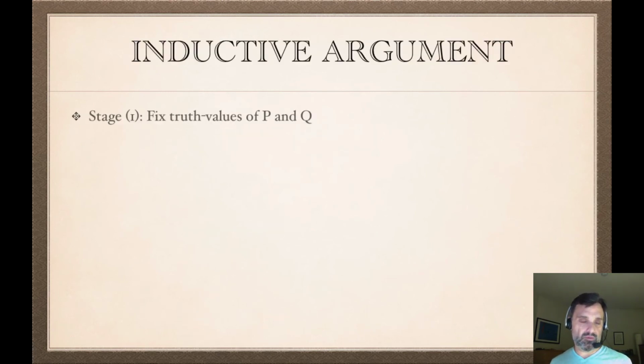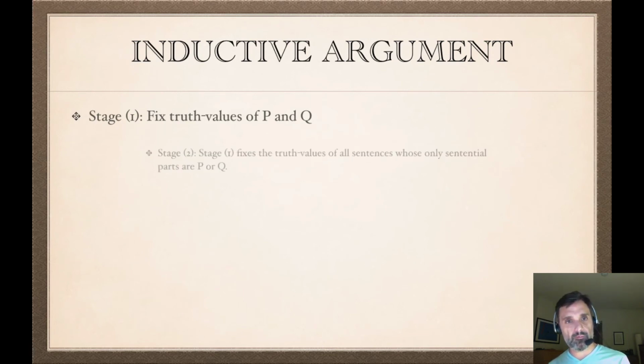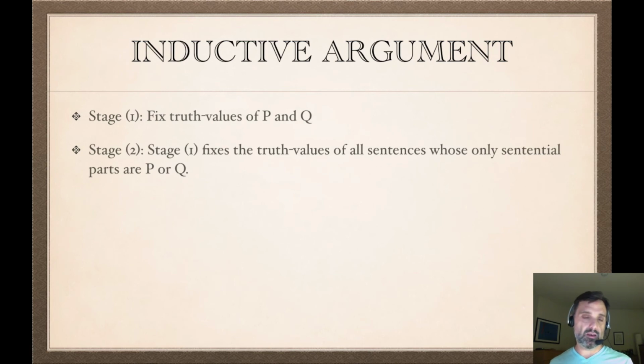So if you were not sure about this, you could think, okay, first we fix the truth values of P and Q. That's stage 1. At stage 2, we observe that everything that has P and Q as its only immediate components, nothing bigger than P or Q, so not P, not Q, if P then Q, if Q then P, P and Q, Q or P, and so on, then you fix the truth values of all of those.